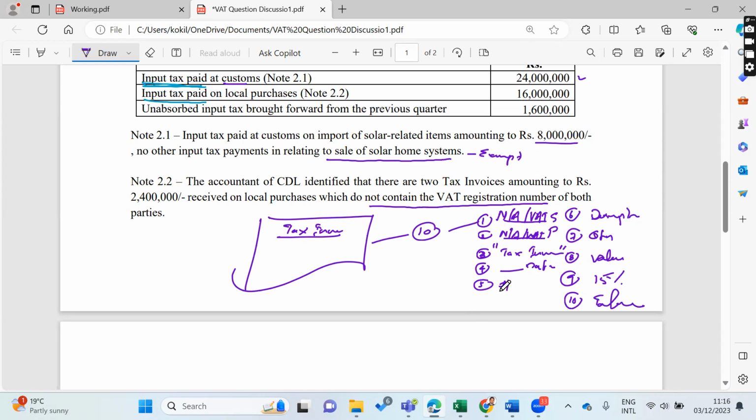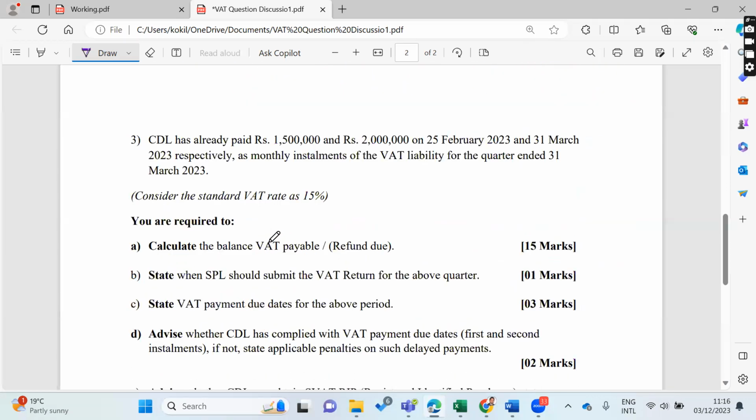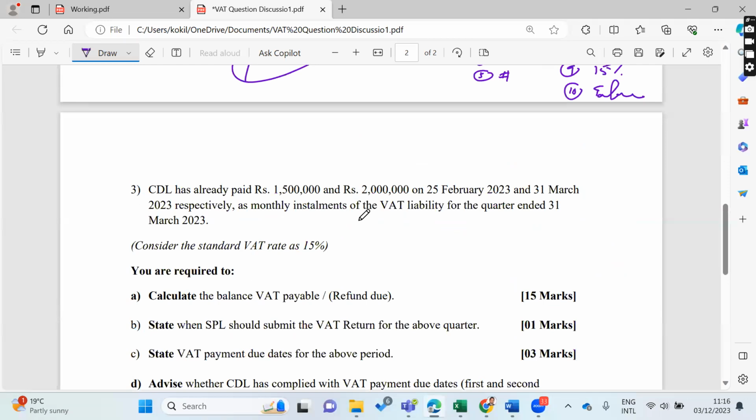Saying that, the date, invoice number, all these things, 10 criteria should be there, right? If not, we can say this is not a valid tax invoice. Then you can't claim the input. Hope it's clear, right?